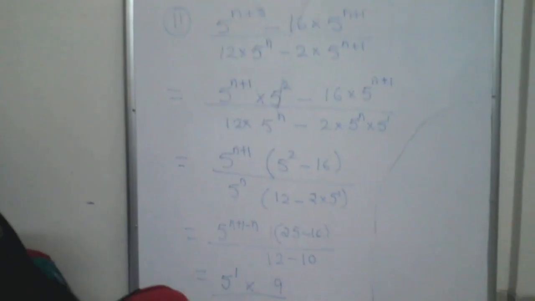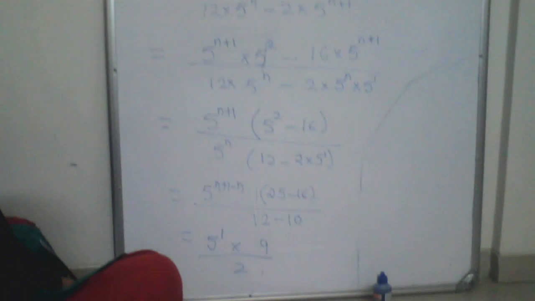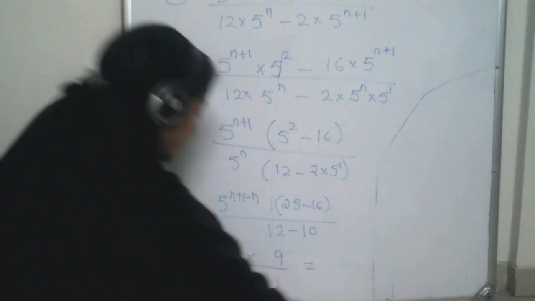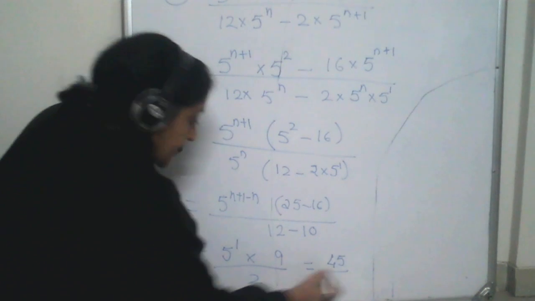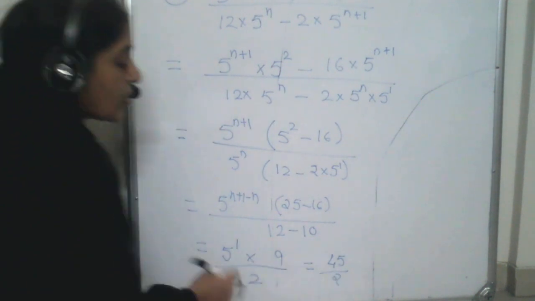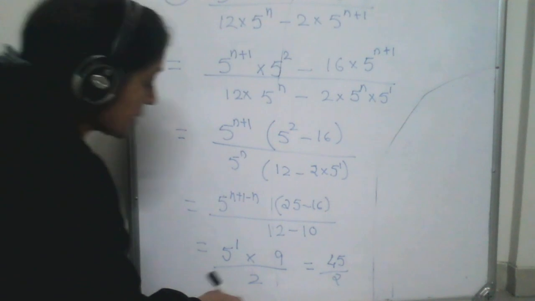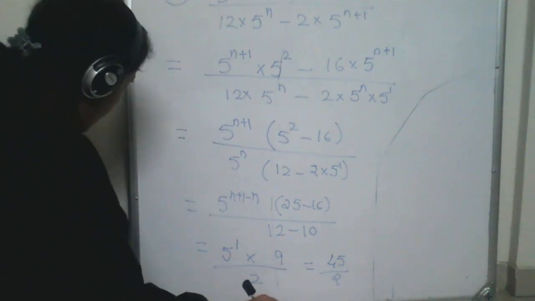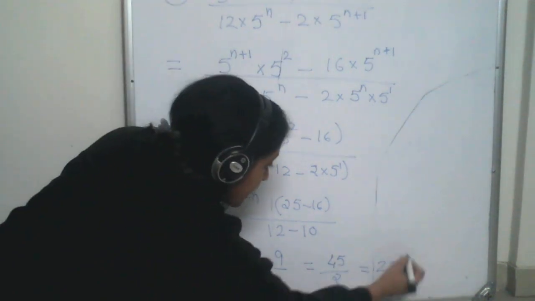Hope you are able to see. Okay. If I am not getting the complete space, I might write it to the next. What is the product of 9 and 5? 45 by 2. But this is an improper fraction. You should never leave the answer in improper fraction. What you should do is divide it. If you divide, what will you get? 22.5 or 22 1 by 2.